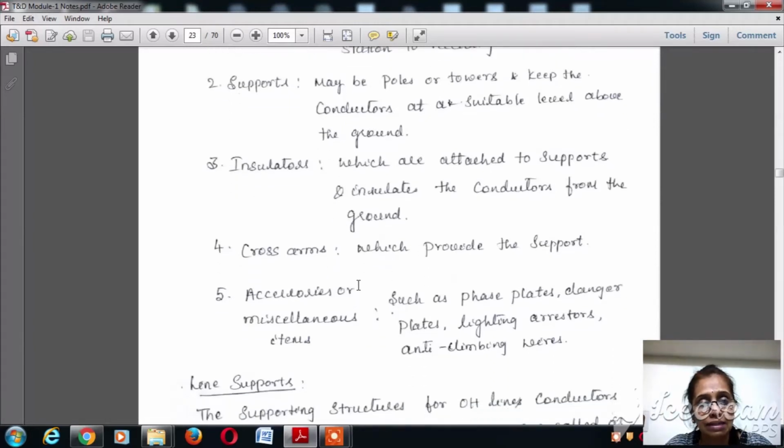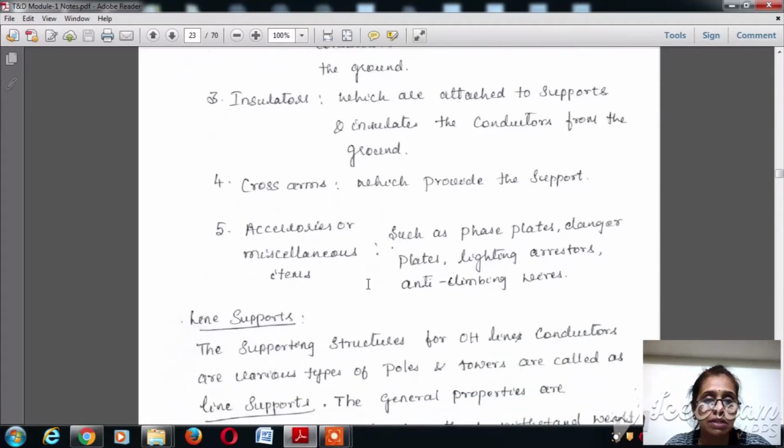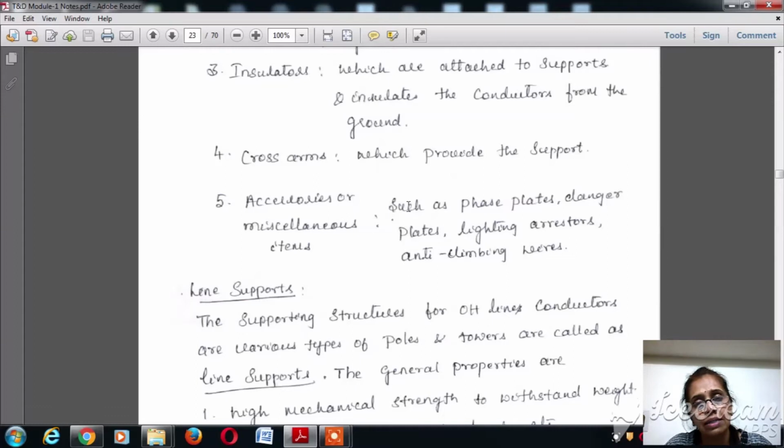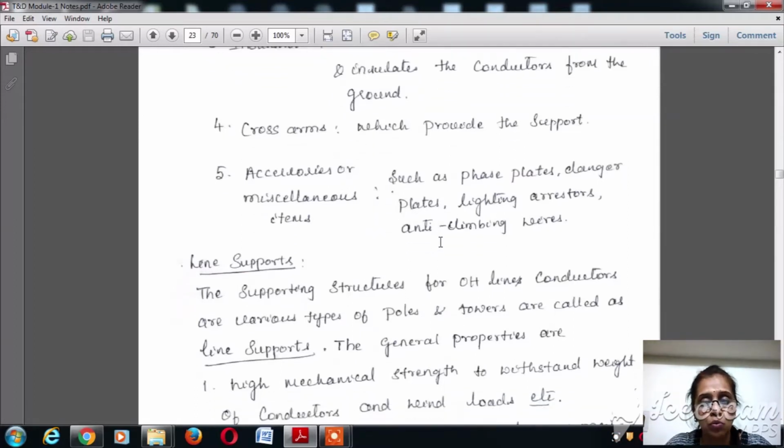Other than this, there are certain accessories, which are miscellaneous items: phase plates, danger plates, lightning arresters, spacers, and anti-climbing wires are used. All of these come under the category of accessories of an overhead transmission line, of a transmission system.